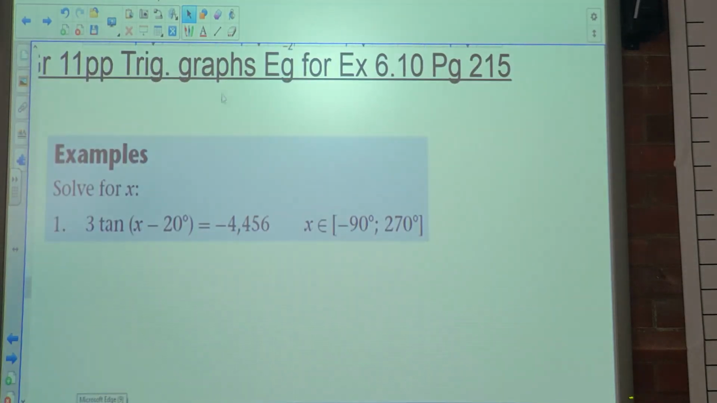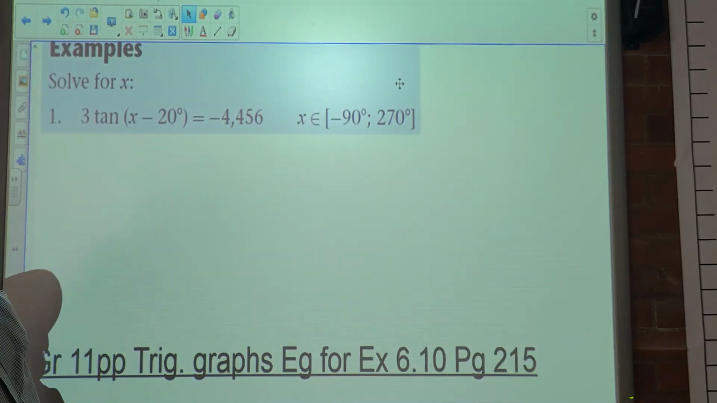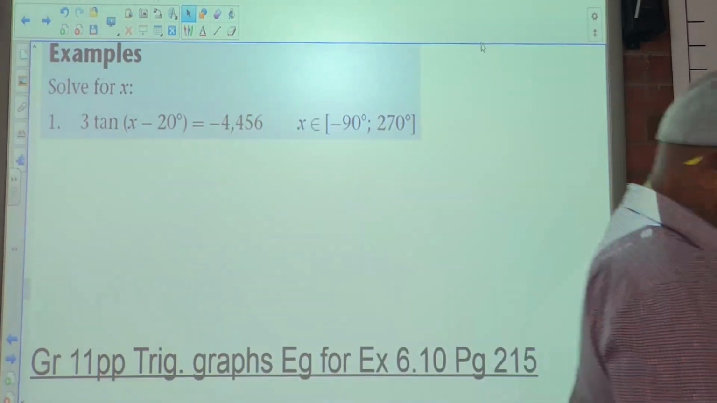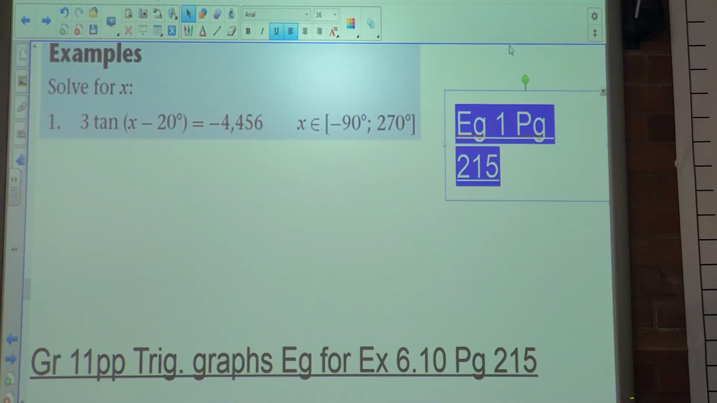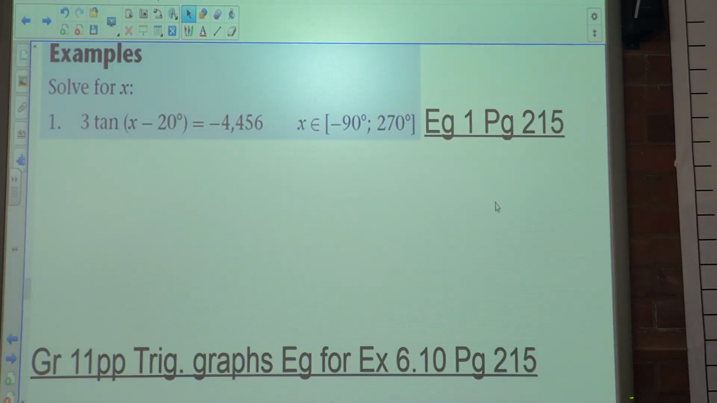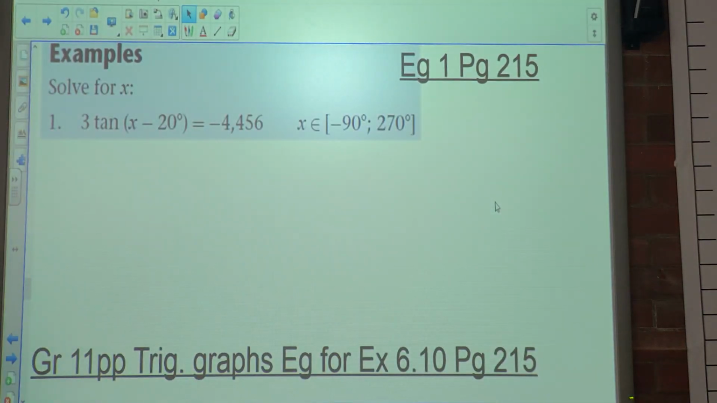Let's carry on here. We're looking at the first example, which is Example 1 on page 215. The question says solve for x. Number 1 is 3 tan (x minus 20 degrees) equal to negative 4,456, where x is an element of negative 90 to 270 degrees.